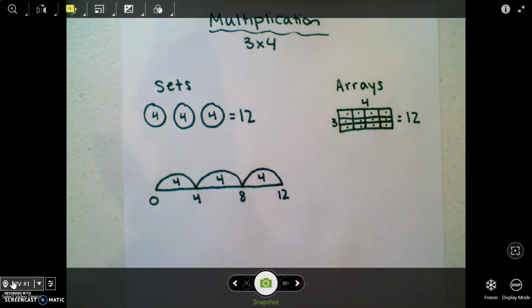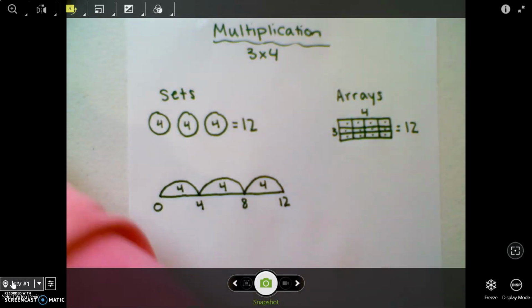So these are all different strategies that you could use to solve a multiplication problem.